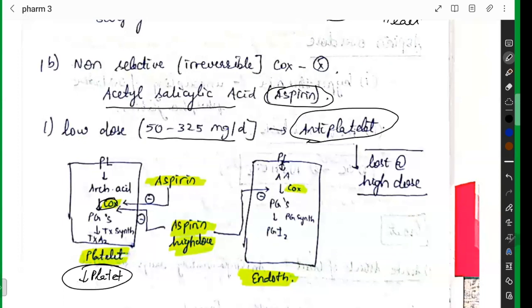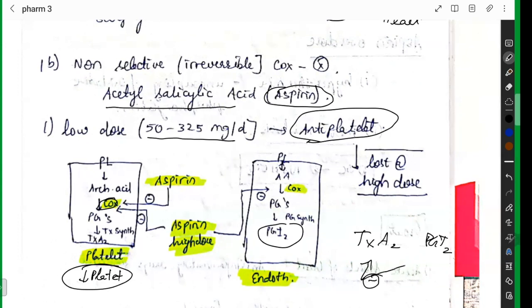When you give the high dose, what happens? It is also going to act on prostaglandin I2. I told you, right, there are 2 products, thromboxane A2 and prostaglandin I2. In the low dose, only thromboxane A2 is inhibited. Therefore, it is going to act as an antiplatelet drug.